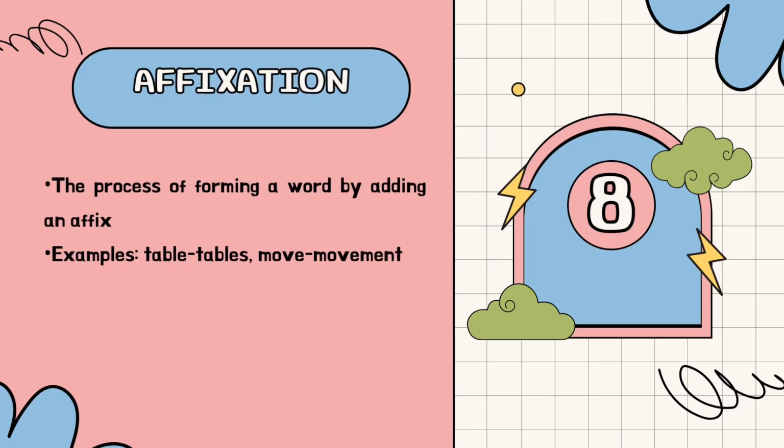The last is affixation. Affixation is the process of forming a word by adding an affix. For example, table into tables, move into movement, organize into organization. There are still many other examples. Now, it's your turn to find out the other example.